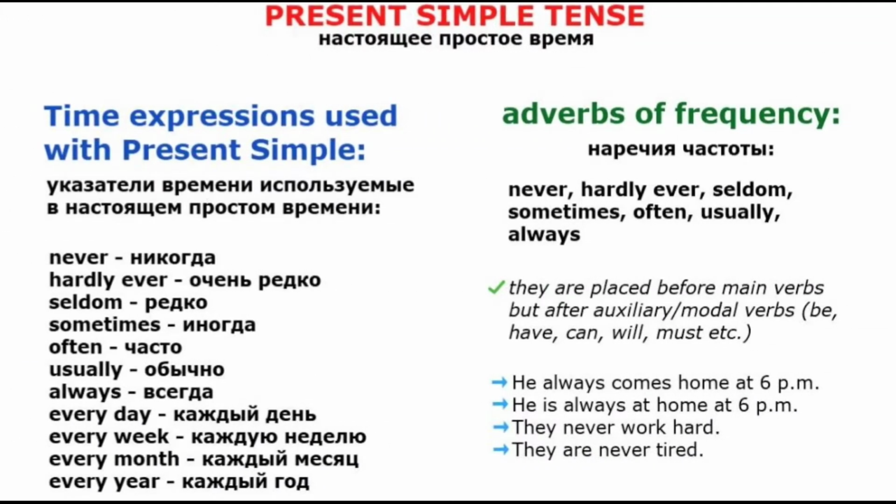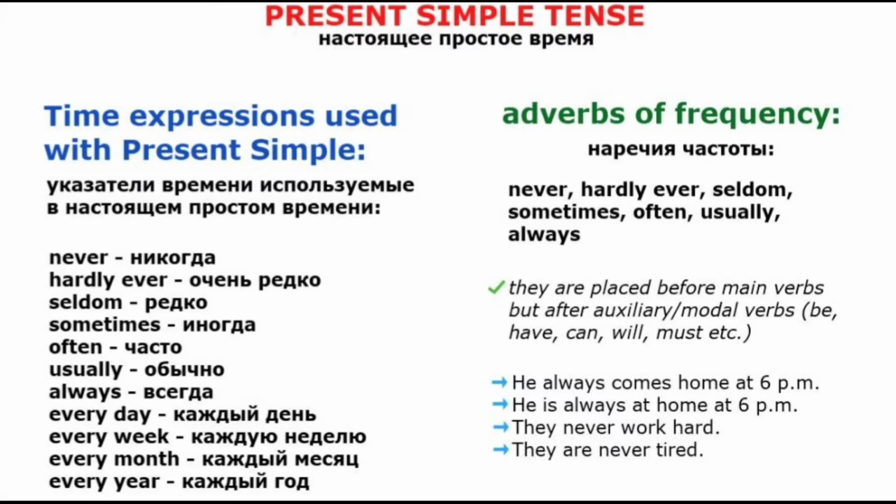Now let's look at time expressions used with present simple. They are the next: never, hardly ever, seldom, sometimes, often, usually, always, every day, every week, every month, every year. Adverbs of frequency show how often the action happens.